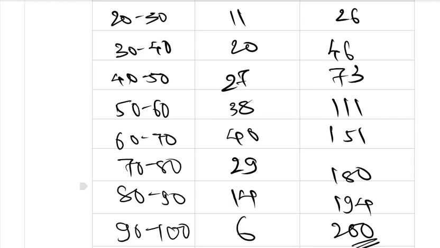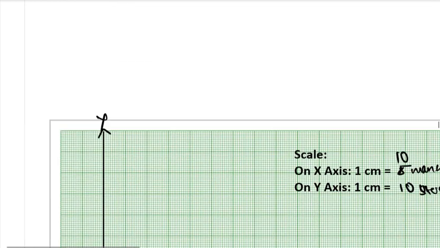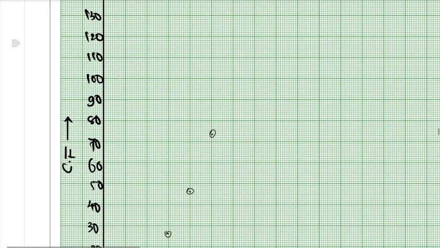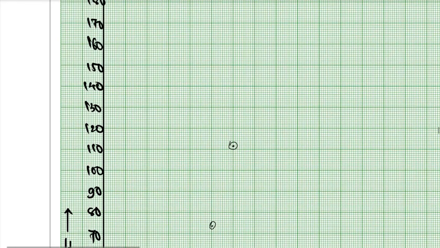Then comes 60, 111, 70, 151. 60, this is the 60 line. 111 will be right over here. 70, 151. 151 will be right over here.